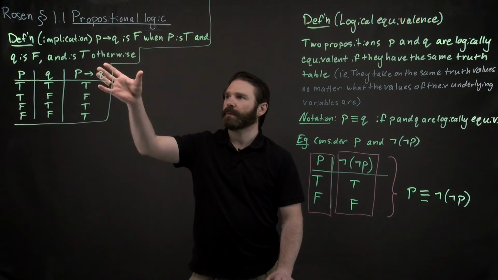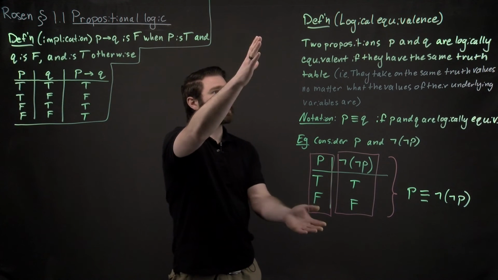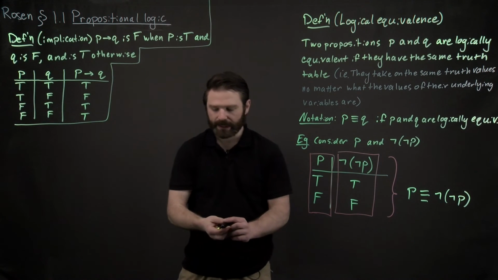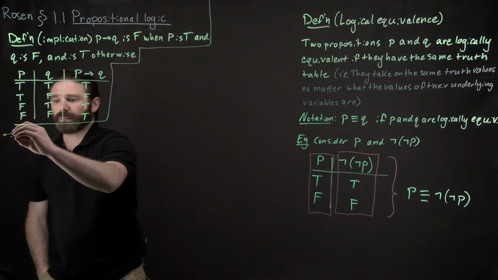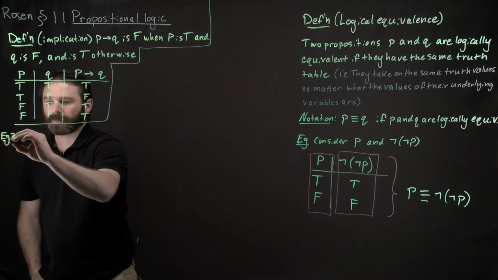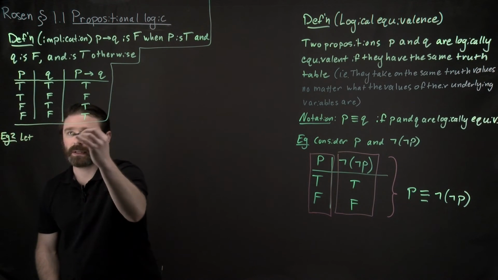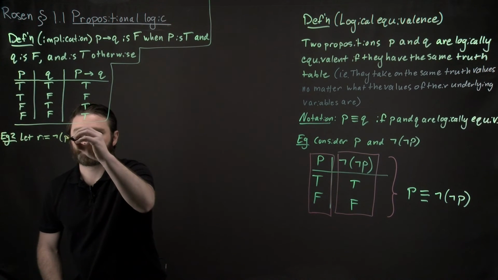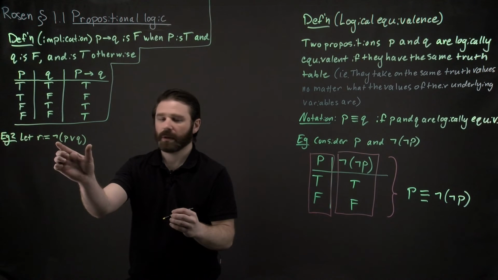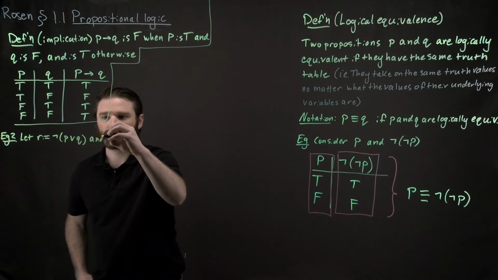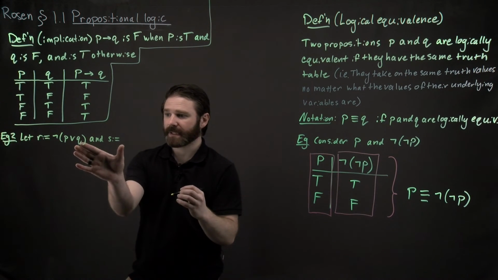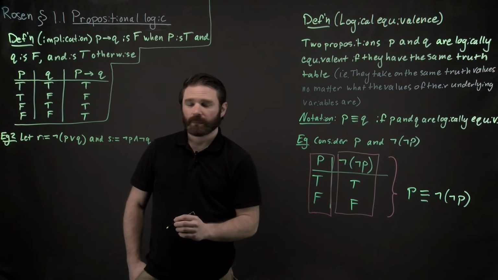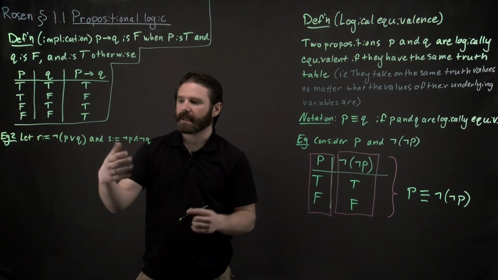So now that we have our definition of implication sectioned off over here, let's look at another example of logical equivalence. We've already seen one. Let's go ahead and take a look at another one. For this example of logical equivalence, let R be the compound expression not (P or Q), and let S be the compound expression not P and not Q. Notice this R and this S are compound expressions.